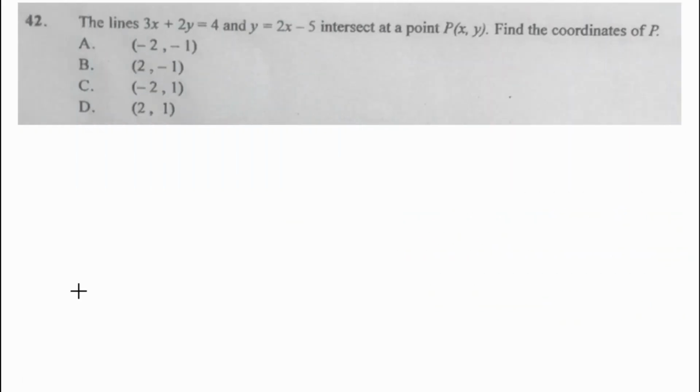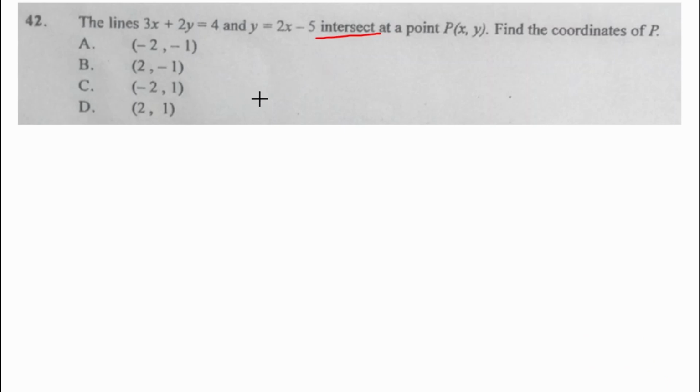Question 42 reads that the lines 3x plus 2y equals 4 and y equals 2x minus 5 intersect at a point with coordinate (x, y). Find the coordinate of P. For me, the most important information here is the fact that the two lines intersect. So intersection of two lines simply means that we are going to solve the two equations simultaneously, and the values of x and y become the coordinate of the point of intersection.